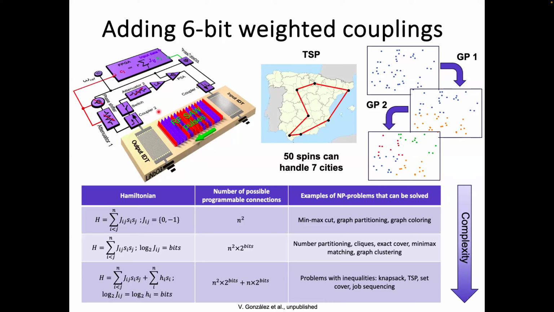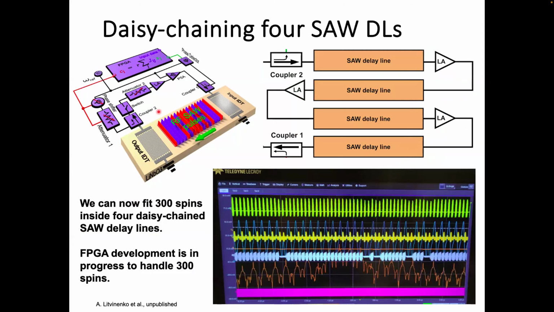What we've done a little bit recently is to take several of those delay lines and daisy chain them to see if we can build bigger machines. And here, just on the microwave side, everything works nicely. So these are the pulses. I can't really go into what this is, but we can fit about 300 spins now into 4 such daisy chained lines. Our FPGA development is very slow, so that's why we can't really operate it yet.